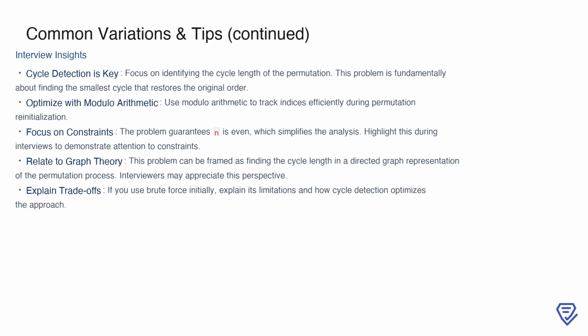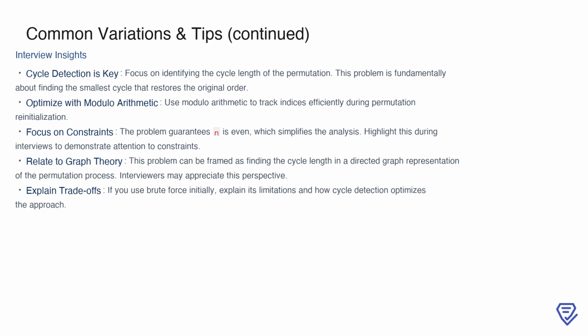To perform well in interviews, focus on the core concept of cycle detection. This problem is fundamentally about finding the smallest cycle that restores the original permutation, so identifying and calculating the cycle length efficiently is key. Using modulo arithmetic to track indices during the transformation can further optimize your approach. Pay close attention to the constraints of the problem, like the guarantee that n is even, as this simplifies the analysis and demonstrates your understanding of the problem space.